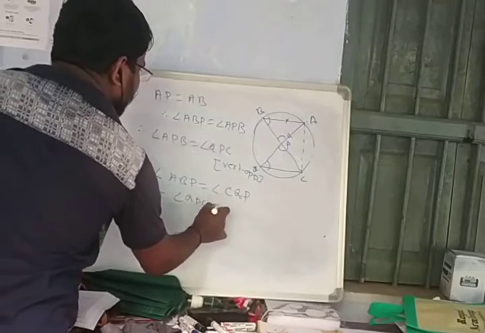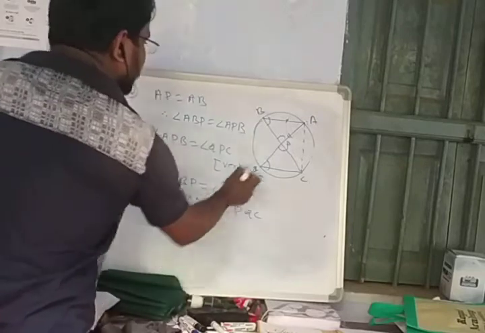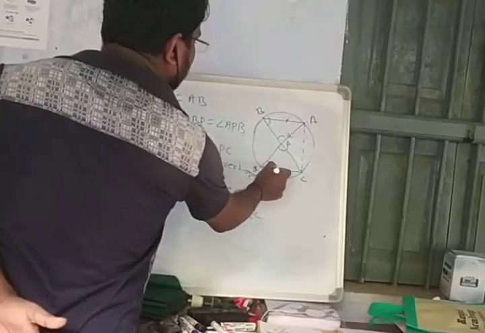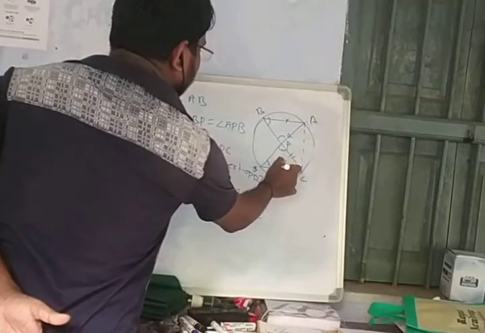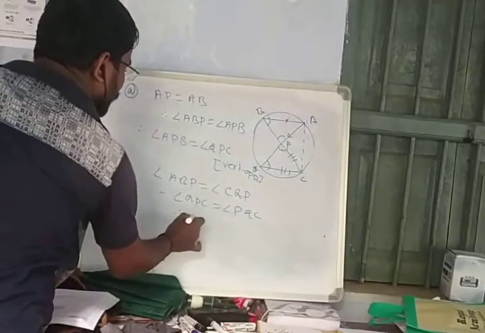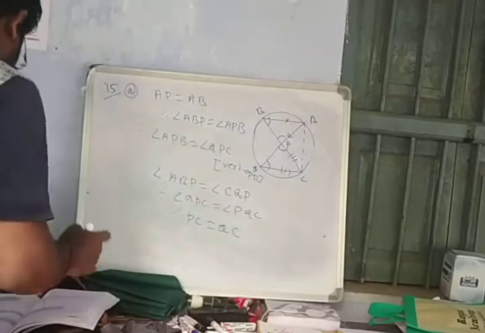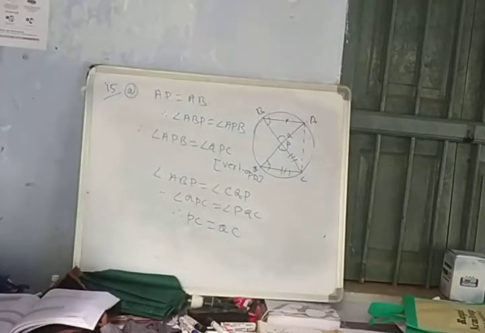Therefore, QPC equals PQC. That means these angles are equal. Therefore, their opposite sides are equal. This side equals this side. Therefore, PC equals QC. Proved. You have to prove CP equals CQ.